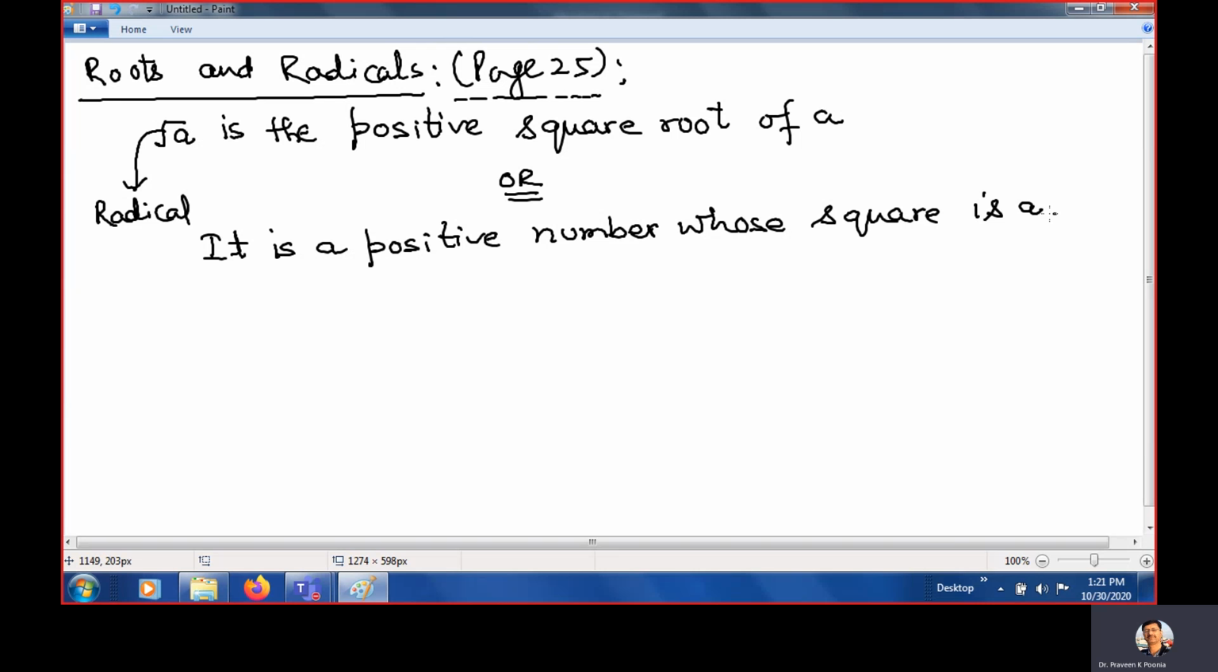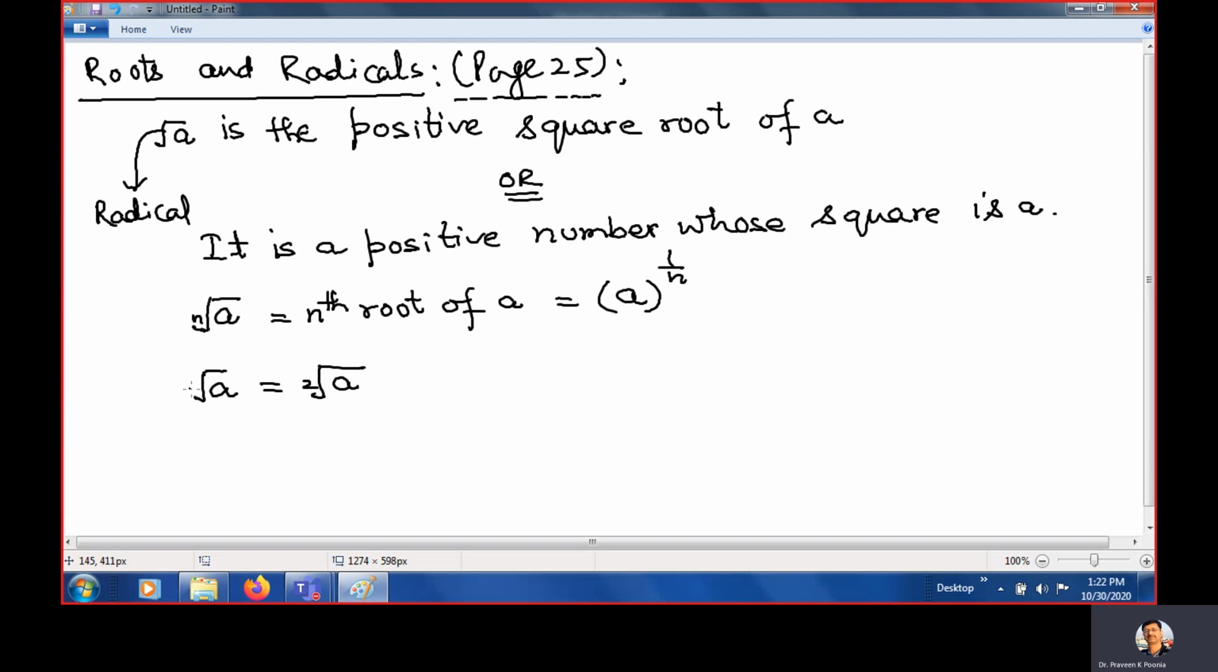This is clear. So if A is written here and N is written here, it is called the nth root of A. Please remember this. And this is expressed as A power 1 upon N. Clear? If nothing is written here, that means it is 2. So it is A power 1 upon 2.